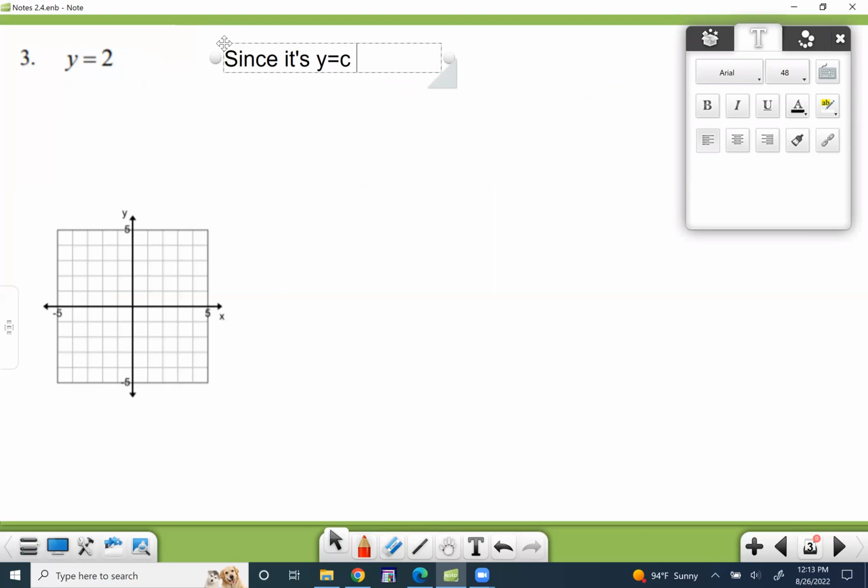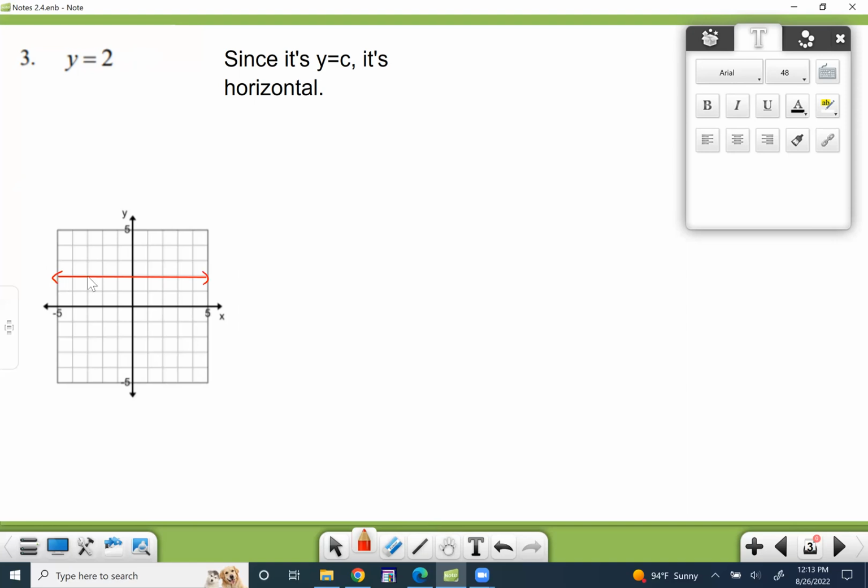Since it's y equals a constant, it's horizontal. So we're going to go ahead and draw a horizontal line through y equals 2. Everywhere on that line, y should equal 2.